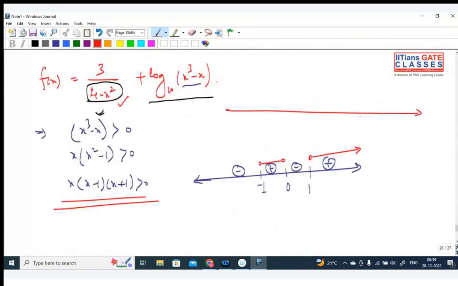I'm just going to put minus 2, minus 1, 0, 1 and 2. On top of 2 there should be a circle, and on top of that there should be a circle. So this is the situation here: the entire real line, but this is not included, and for this, this is included here. So you put here, this is okay.